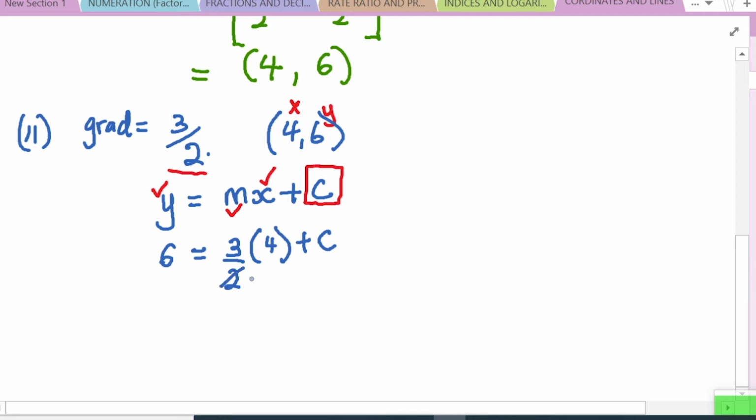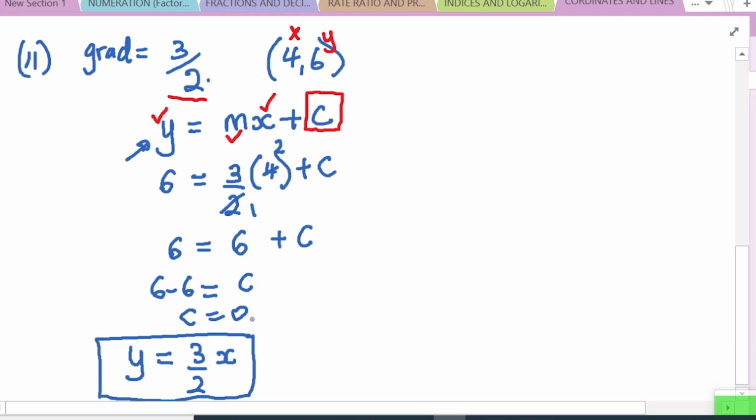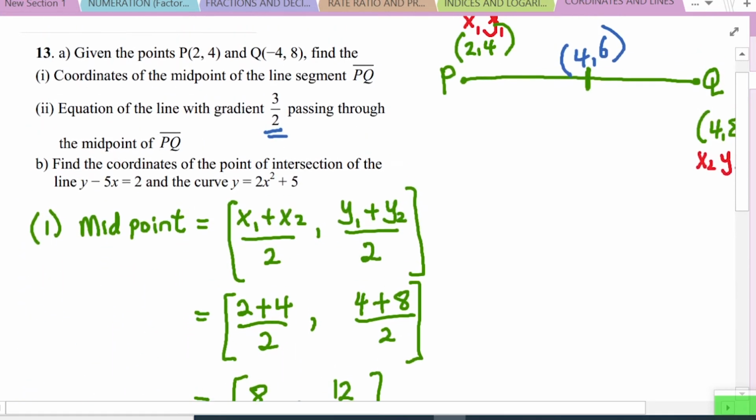So this means that is by 2 once, by 2 twice. 6 is going to be equal to 3 times 2, 3 times 2 is 6, plus c. So this means that 6 minus 6 is equal to c, so our value of c is 0. Now that we know that our value of c is 0, therefore what is our equation? So coming back to this expression, our equation is y is equal to m, which is 3 over 2, times x, plus c, which is 0. So even if we ignore that because the c is 0, that is the equation of that line, and that answers Roman 2.